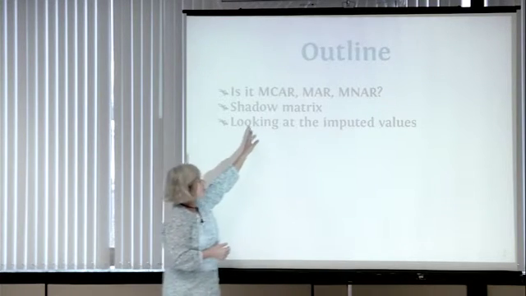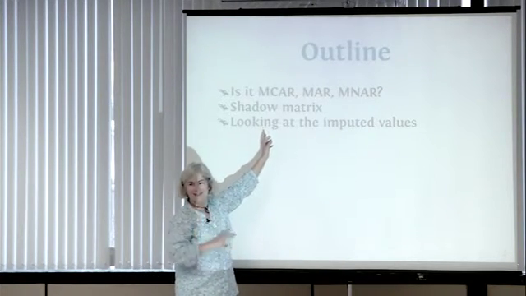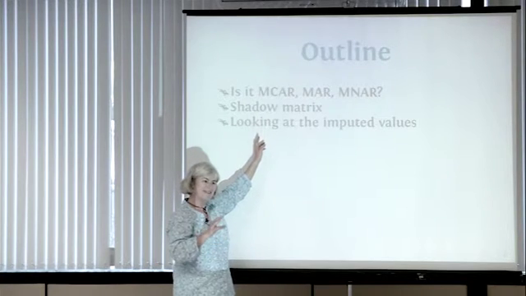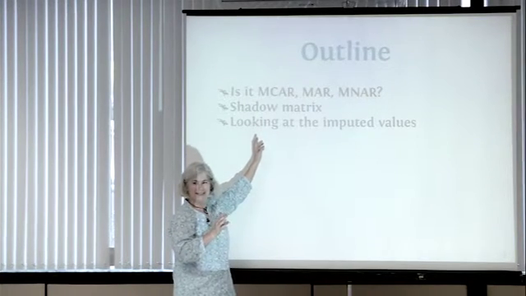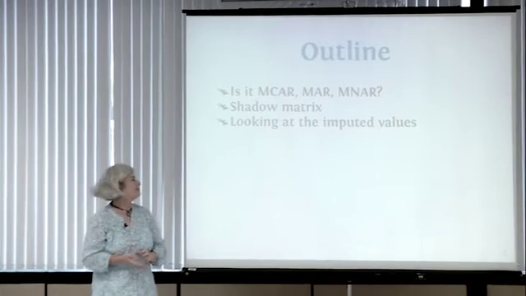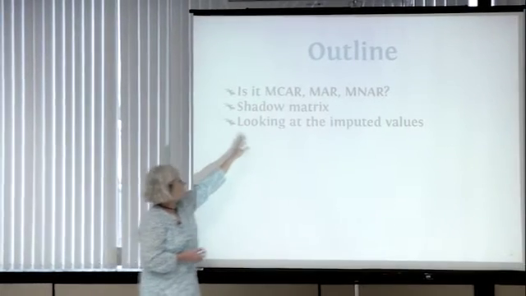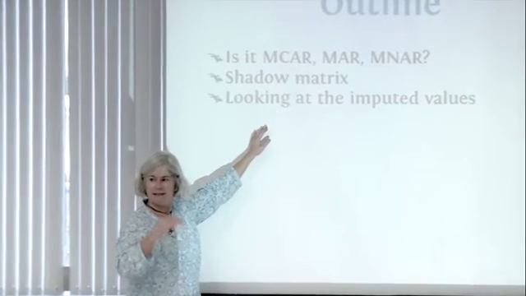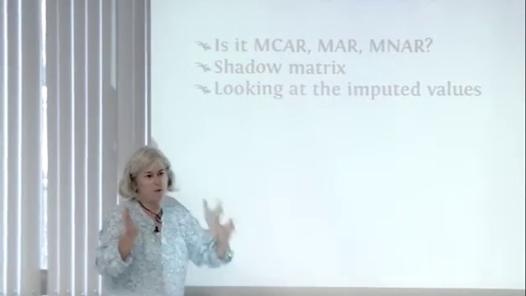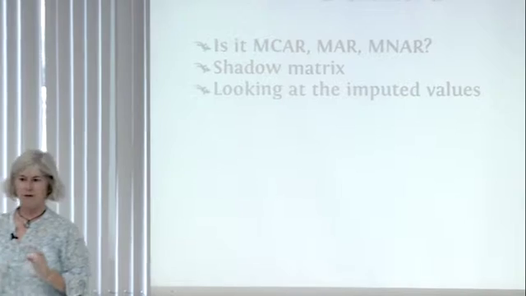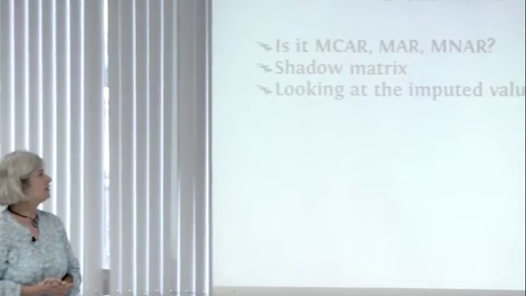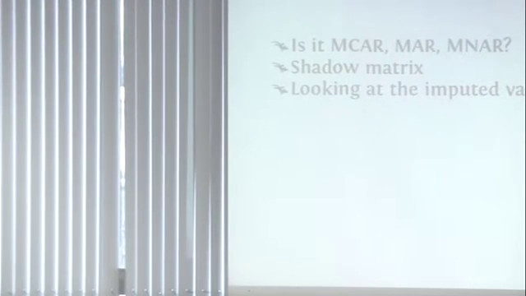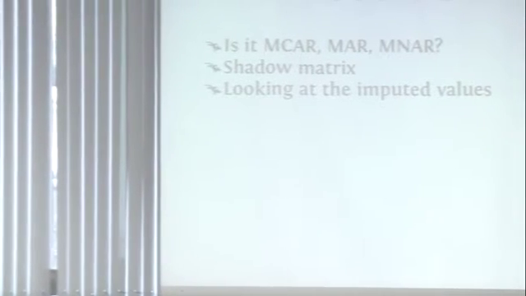What we do is build something called a shadow matrix, which just masks what's missing and not missing, and that way we can always keep track of the missing values. And then we use that to look at different ways of imputing and see which one is, visually, the best. Visually, it works out the best. Okay, so those are the 3 pieces I want to cover.